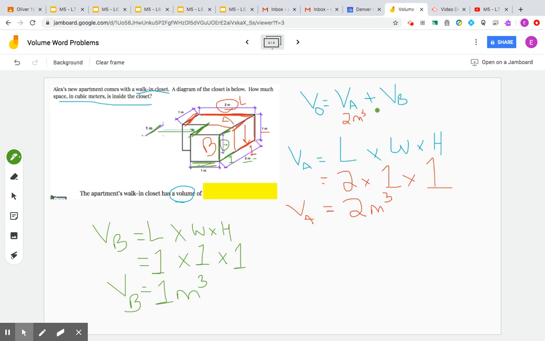So we're going to put that into my equation up here. And when I add across, my overall volume is going to be 2 plus 1, which is 3 cubic meters. So we have 3 cubic meters as our volume of our closet.